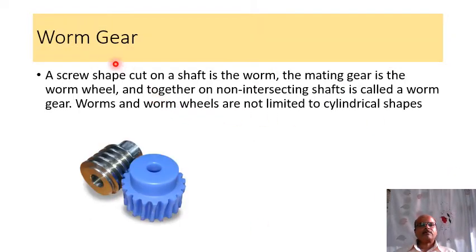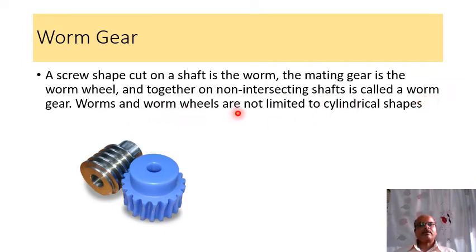The next is a worm gear. A screw shape cut on a shaft is the worm. So this is as shown in this figure. This is a screw shape. The mating gear is the worm wheel, and together on non-intersecting shafts they are called a worm gear.